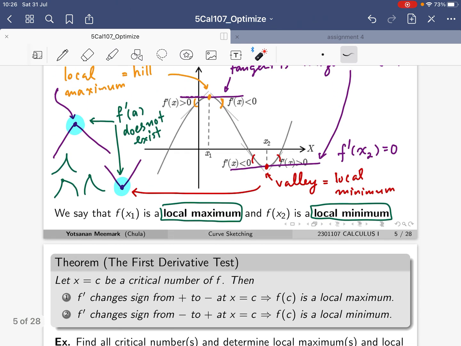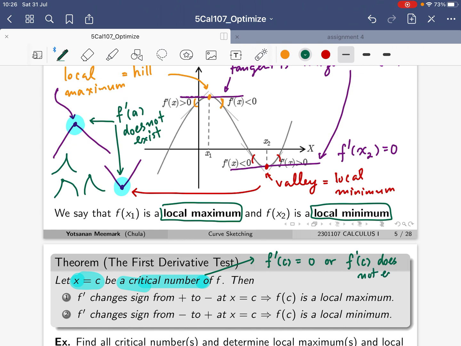The first derivative test says that if x equals c is a critical number, so don't forget what the critical number was. We got two kinds, right? The first kind is that your f prime at that point equals 0, or at this point f prime does not exist. Then, if your f prime, the slope of the tangent line, changes sign from positive to negative, so from positive it means it's going upward, to negative, so you got a hill, right? So your f at c attains its local maximum.